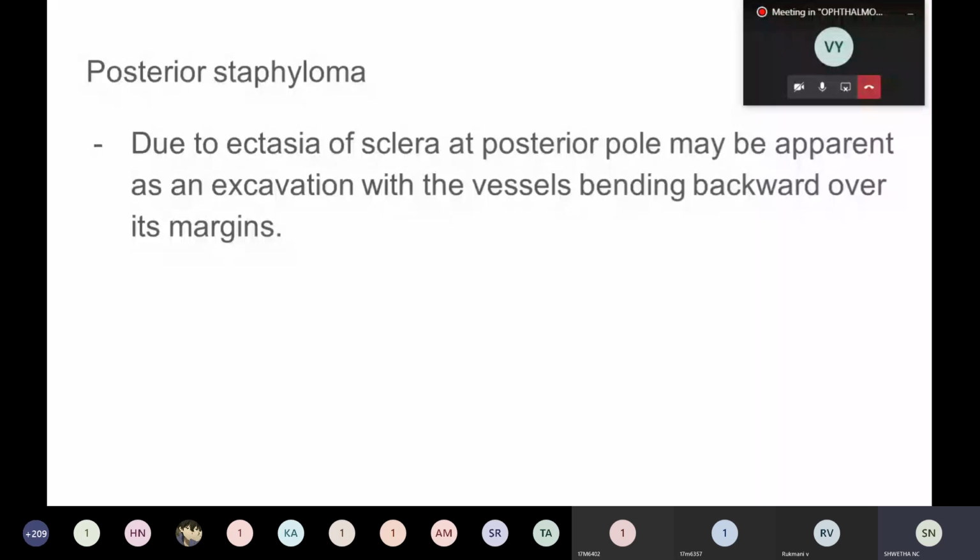So when the retina is stretching, the sclera is also stretched, and the sclera becomes thinned out. It becomes thinned out at the posterior pole and may appear like an excavation with the vessels bending backwards over the margin. I'll show you the image.